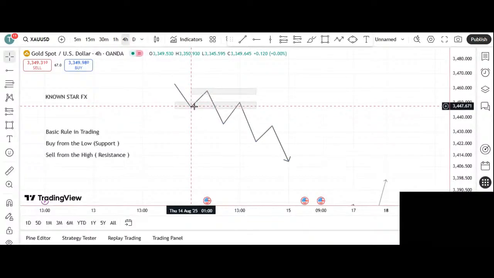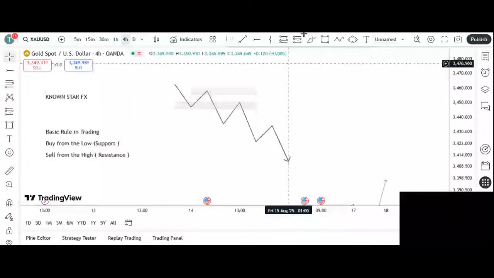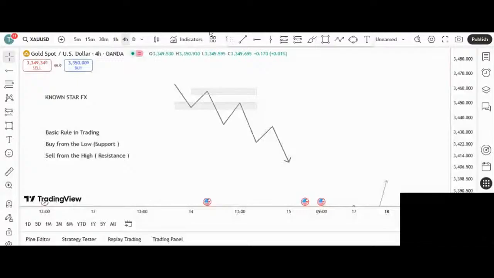Now, this support level has gotten broken, right? What do we do when the market is at the high? What are we supposed to do when we see the market at the high? I want to see that answer in the chat box.